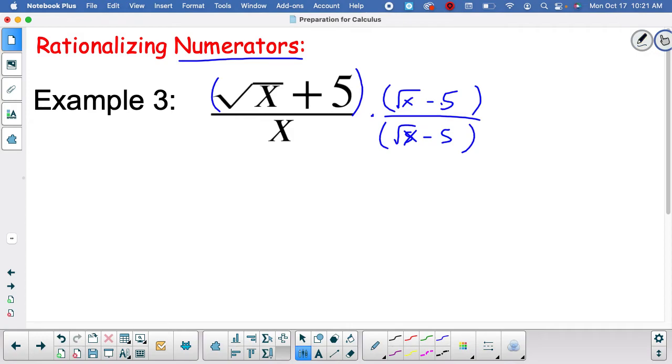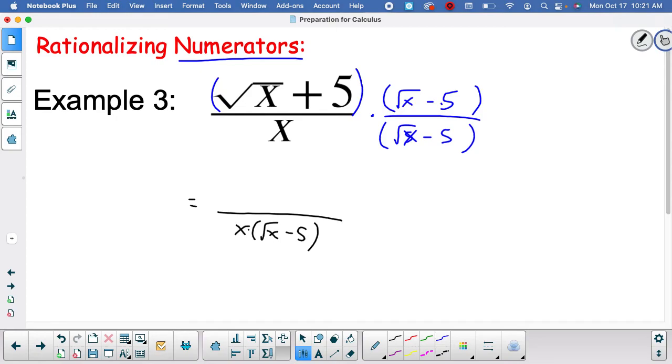And in doing so, I'm going to end up getting, in my denominator, I'm going to get x, and then I'm going to have the square root of x minus 5, like that. And we're going to leave it like this. I know we're going to get a radical in our denominator, and that's against everything we want, but there is going to be a time in calculus with limits where that's going to be okay, and I'll explain why.